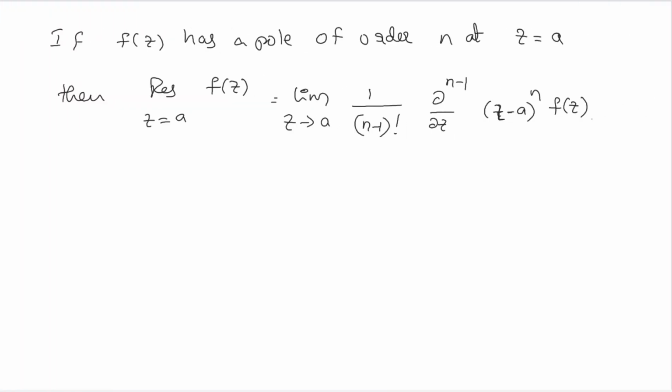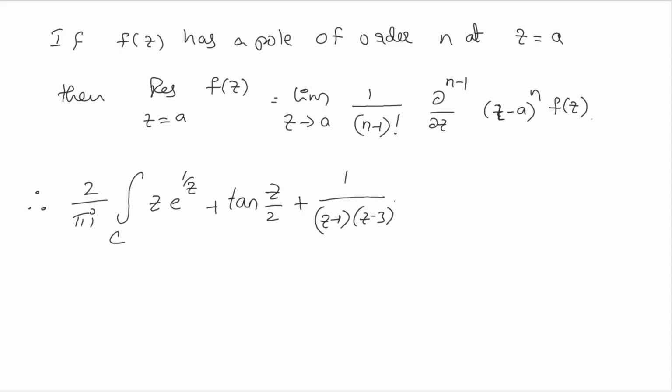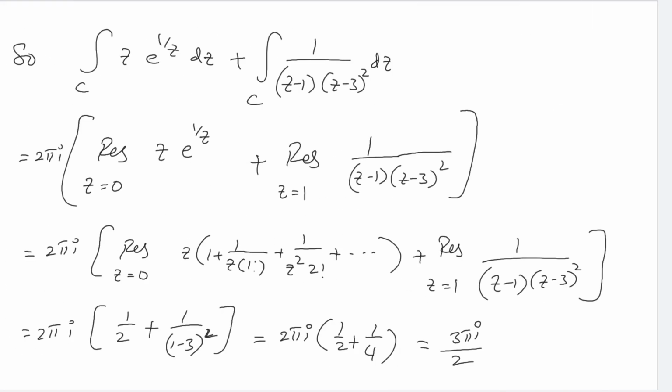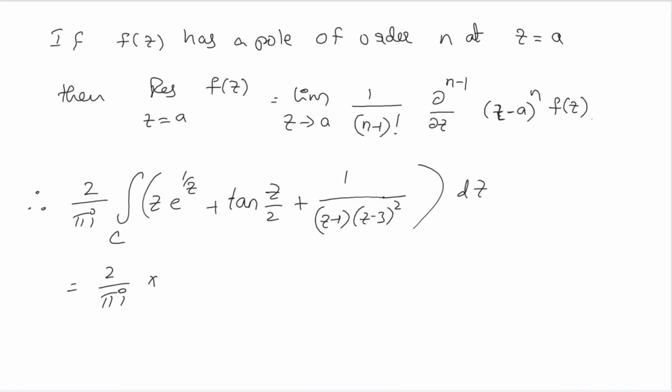Hence in total, it is asked the value of 2 divided by pi i times the integration over C of z times e to the power of 1 divided by z plus tan z divided by 2 plus 1 divided by (z minus 1) times (z minus 3) whole square dz. And this is nothing but 2 divided by pi i times, as we have derived the value of this integration separately, 3 pi i divided by 2. So in total we get 3, hence the answer is 3.